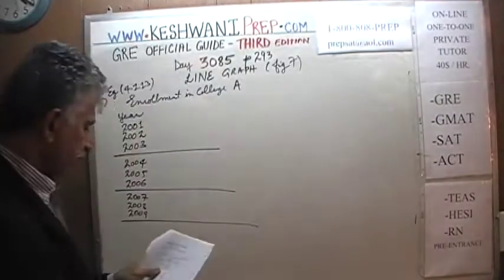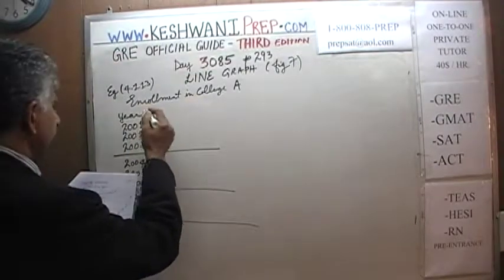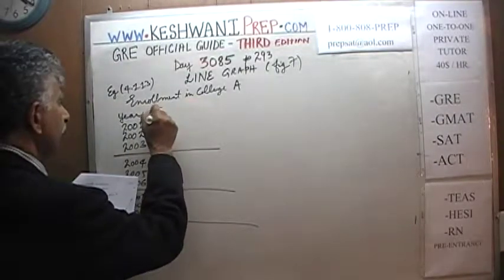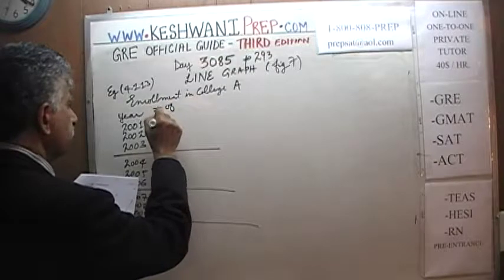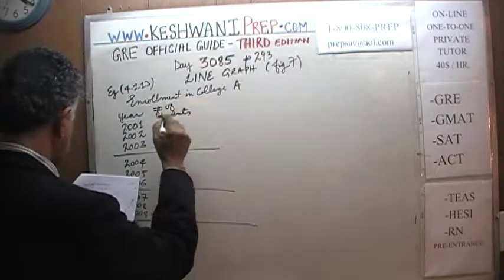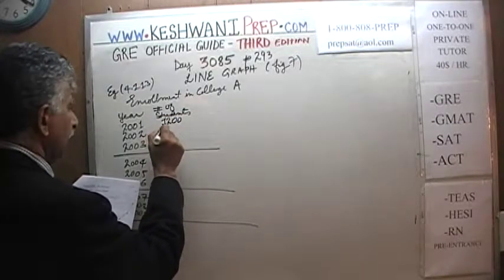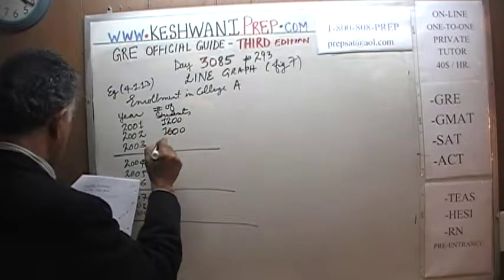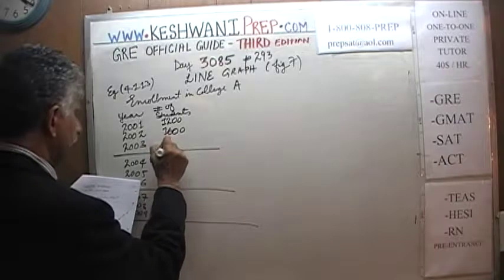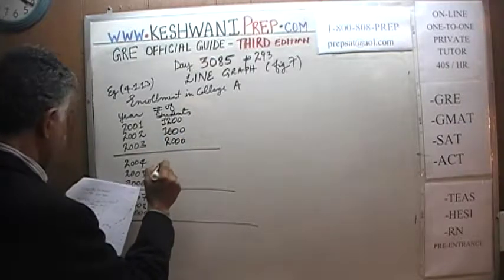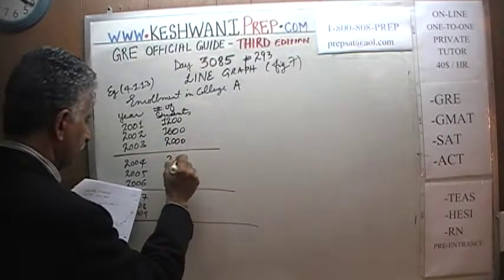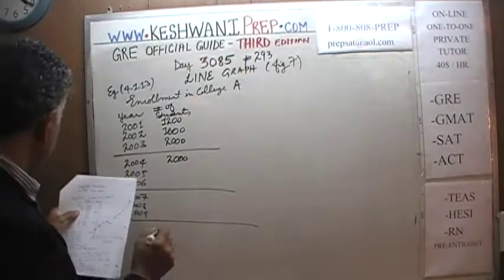In 2001, so this is the year here, here's the number of students. In 2001, we were told that we had 1,200 people in the college. Then we had 1,600 the following year. In 2003, it went up to 2,000 students. Then it stayed at 2,000 from 2003 to 2004.